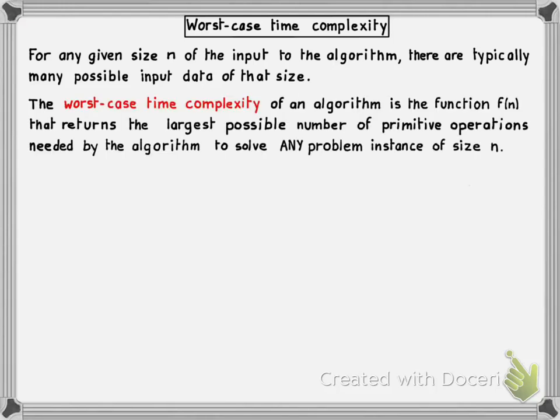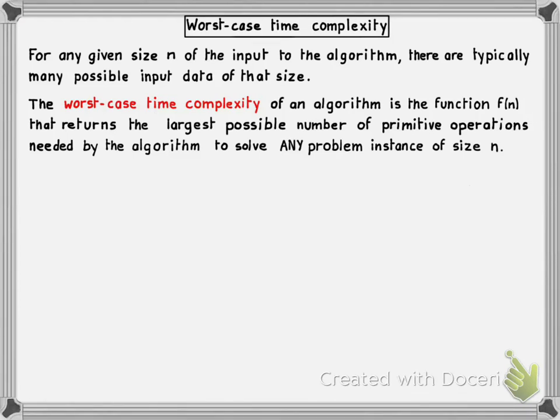So the worst case time complexity is the function f of n that is defined as the largest possible number of primitive operations that are needed by the algorithm to solve any problem instance of a given size n. So this time, we start with a given constant n, and among all of the possible instances of size n, we're going to find the problem instance for which the algorithm runs the longest, or uses the largest number of primitive operations. And that number is going to be returned by f of n, and that number is called the worst case time complexity of the algorithm.